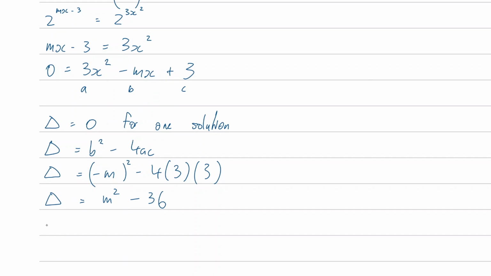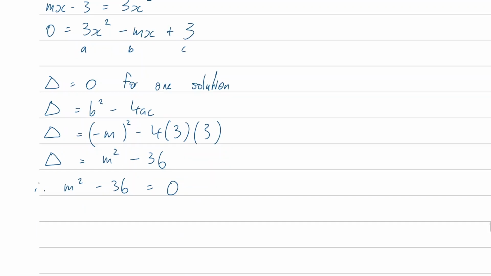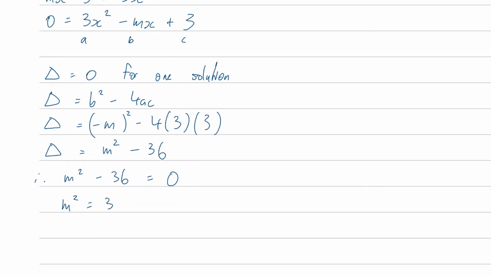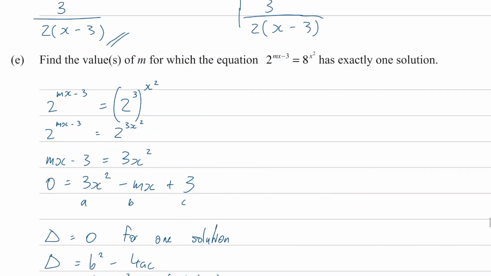And we said the discriminant must equal 0. So m squared minus 36 must equal 0. We can add 36 to both sides. We can square root both sides to get m equals plus or minus 6. So if m is equal to 6 or negative 6 in this initial equation, when we solve it, we could do it graphically, for example, finding the intercepts. There would be only one intercept or one solution for that equation.